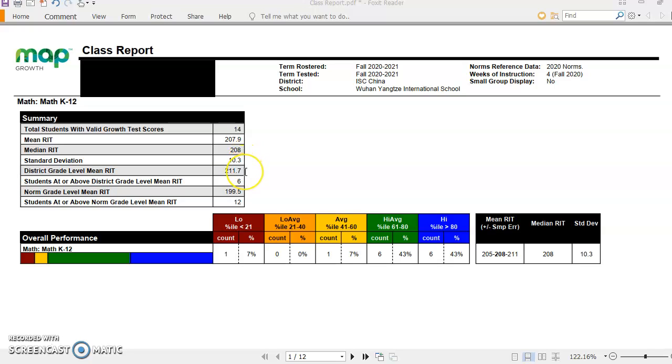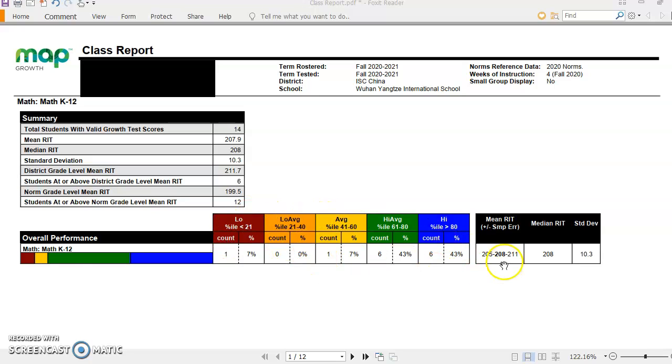After that, I'm going to look at the district grade level, and I notice that the district grade level is also above the norm, but it's also above this class. And so we would want to see, okay, what are other schools in our district doing? And maybe we can get some ideas from that. Another key thing is we have 6 of these students above district, and 12 above the norm.